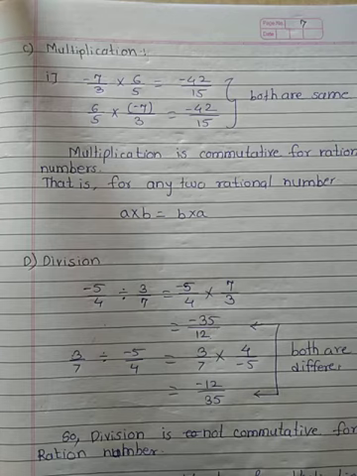Now see, addition and multiplication are commutative; subtraction and division are not commutative. Not commutative means we can't change the order of terms while doing subtraction and division, but we can change the order of terms while doing multiplication and addition. This is all about commutativity. Okay, the next point is associativity, that we'll see in the next session. Thank you, students.